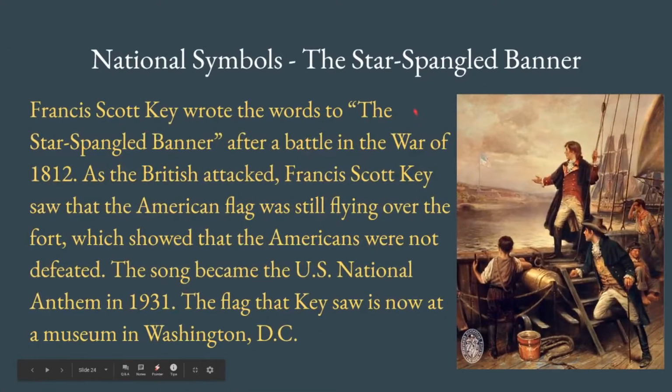All right, so the last symbol is the Star-Spangled Banner. So Francis Scott Key, who's this guy right over here, this is good old Francis, wrote the words to the Star-Spangled Banner after a battle in the War of 1812. As the British attacked, Francis Scott Key saw that the American flag was still flying over the fort, which showed that the Americans were not defeated. And you can see here I'm circling the flag. This is what Francis Scott Key saw.